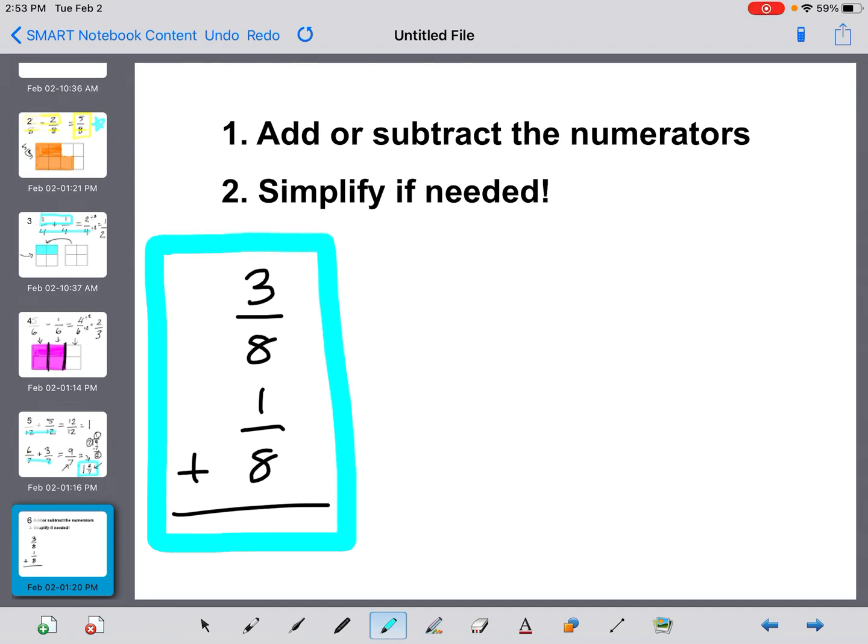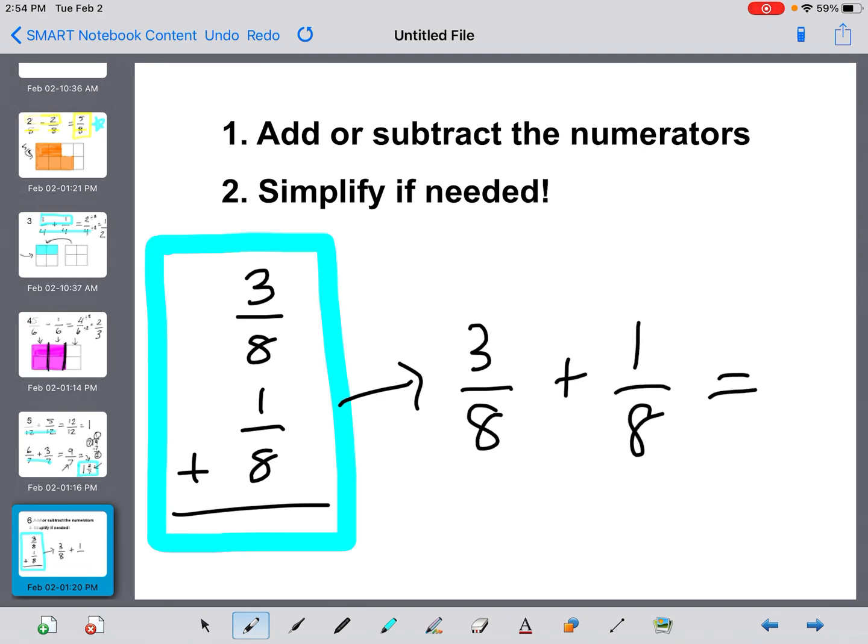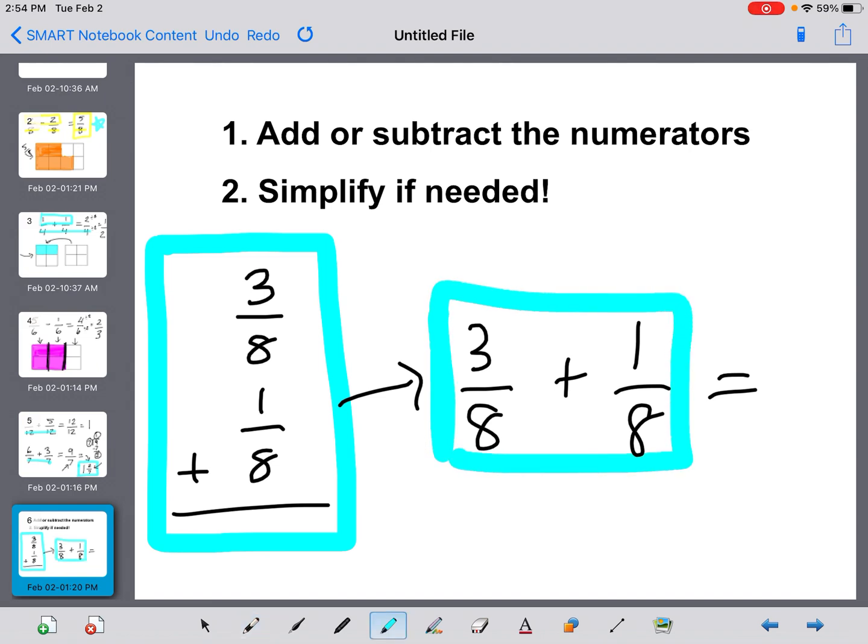Now there's one more thing I need to tell you before I end this video. Your textbook will sometimes show addition and subtraction of fractions like this with the two fractions stacked on top of each other. Don't get concerned by that. It really means the same thing as the way I've been showing you, where you just have two fractions being added together. Okay, it means the same thing.